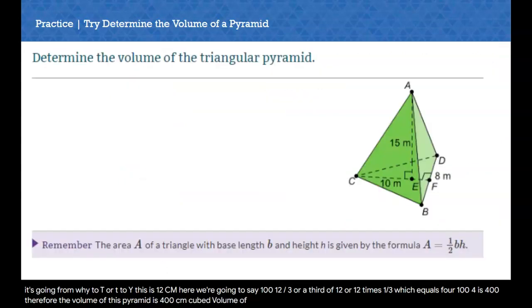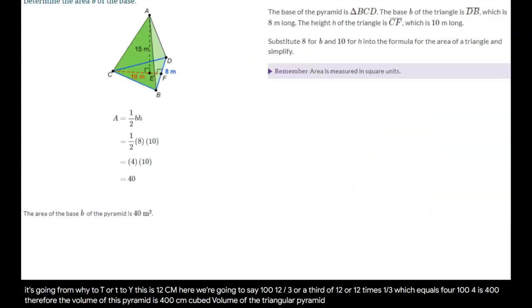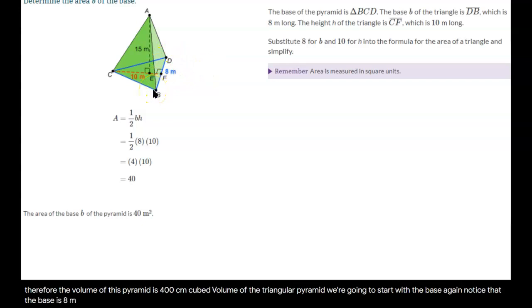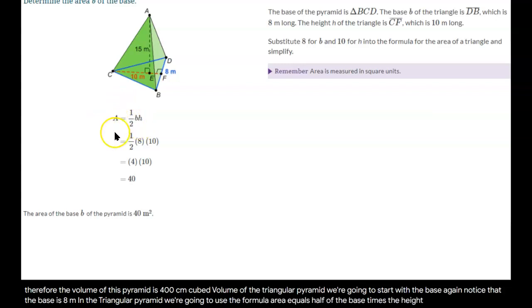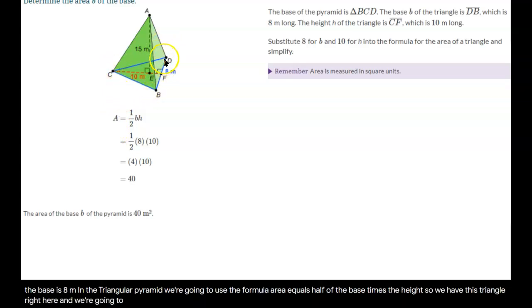Determine the volume of the triangular pyramid. We're going to start with the base again. Notice that the base is 8 meters. In the triangular pyramid, we're going to use the formula area equals half of the base times the height. So we have this triangle right here, and we're going to find the area by saying 8 times 10 divided by 2. Therefore, our base is 40.